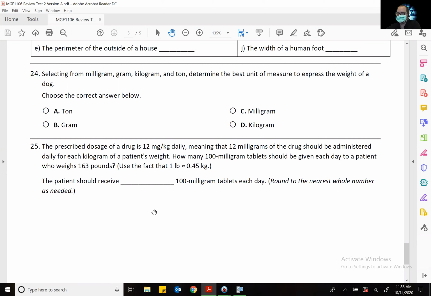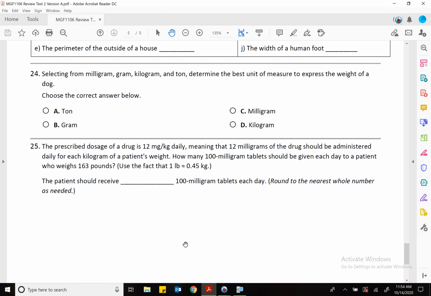Convert from pounds to kilograms. So we know the guy is 163 pounds. In the end, we want kilograms. And we have a little conversion there that says 1 pound is about 0.45 kilograms.